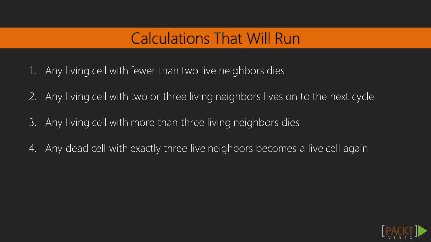1. Any living cell with fewer than 2 live neighbors dies. 2. Any living cell with 2 or 3 living neighbors lives on to the next cycle. 3. Any living cell with more than 3 living neighbors dies. And 4. Any dead cell with exactly 3 live neighbors becomes a live cell again.